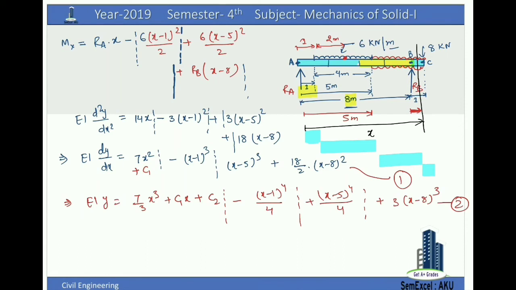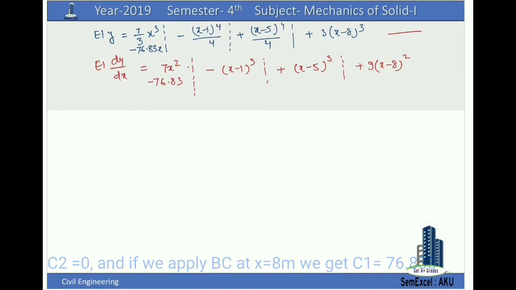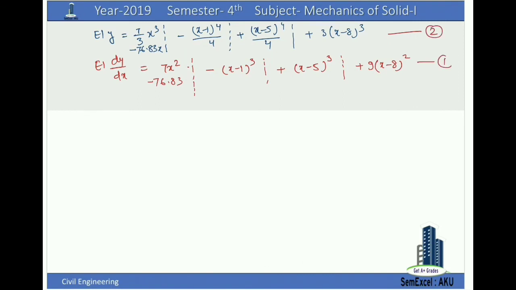Boundary condition at x is equal to 0, y is equal to 0. So what we'll get, this term will be equal to 0, is equal to 7 by 3 into x is equal to 0, 0, plus c2, minus 7 to the power. So these two are equation 2 and equation 1.